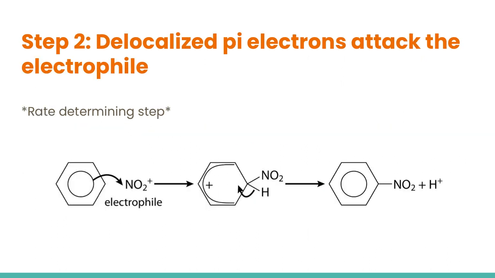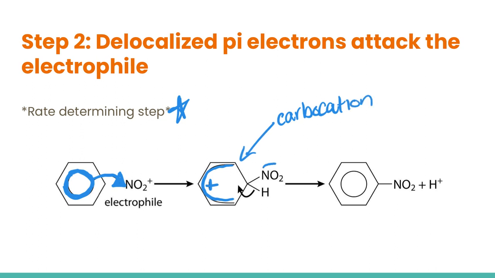Step 2 then is where our delocalized pi electrons are going to attack the electrophile that we just generated. This is our rate determining step. And the way we show this attack is we take these delocalized pi electrons here in the ring, and we attack our electrophile, and that's going to create this intermediate here. So we show it by a half circle because we've broken apart one set of those delocalized pi electrons. So we show a half ring with a positive charge there to show the carbocation that's being formed.